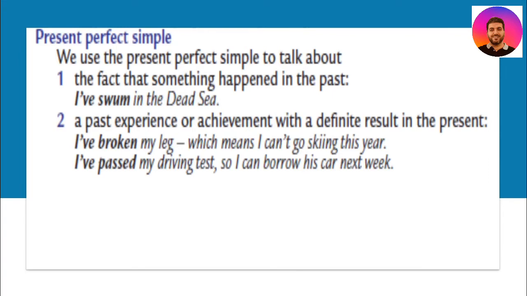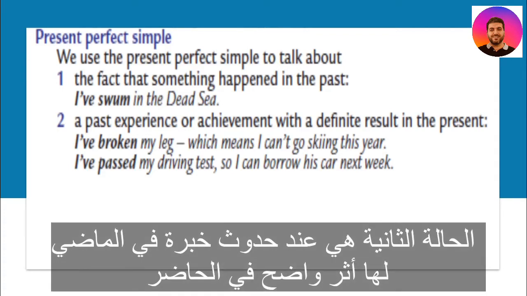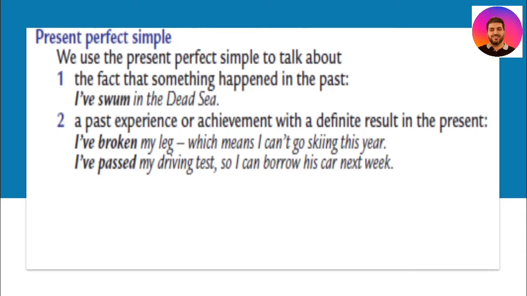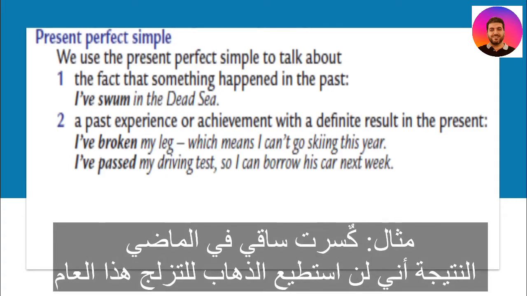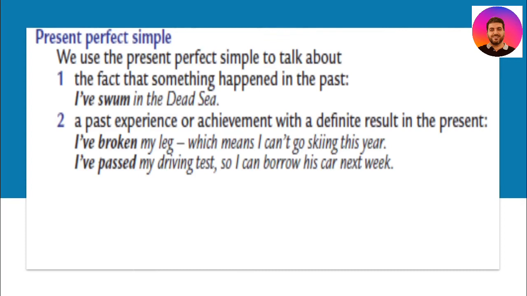The second case when we use the present perfect simple is when we talk about a past experience or achievement with a definite result in the present. When you do something in the past and it has a clear effect or result in the present. For example, when I say, I have broken my leg. This is in the past, but what does that have to do with the present? It means I can't go skiing now or this year. Why? Because I have broken my leg. It happened in the past, but it has a result in the present.